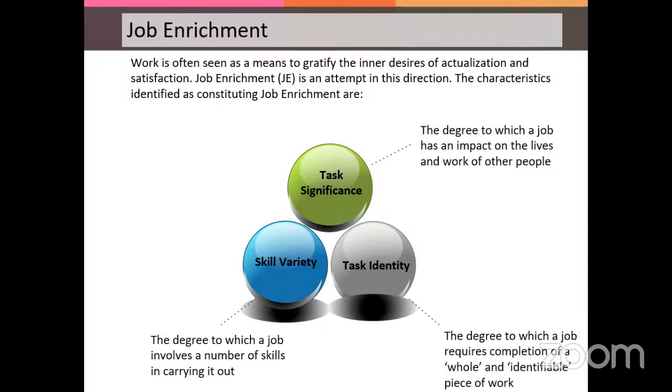Task identity is the degree to which a job requires completion of a whole or identifiable piece of work. Skill variety is the degree to which a job involves a number of skills in carrying it out. So job enrichment simply entails that you need a variety of skills to be able to do your job. Your job involves completing a whole or identifiable piece of the work before you can say, yes, you've done a job. And with task significance, there must be an impact of that work on the life of others, on the organization as a whole, and in your own life.